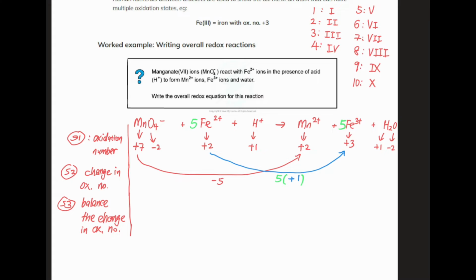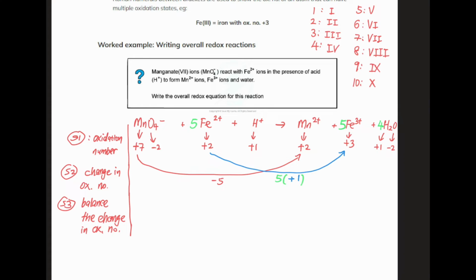So how do we balance the rest? Let's say, for example, we look at the oxygen. We have 4 oxygen here, and here we have only 1. So to balance it, we put 4 here. Okay, so I put 4 first. I put 4 oxygen here.